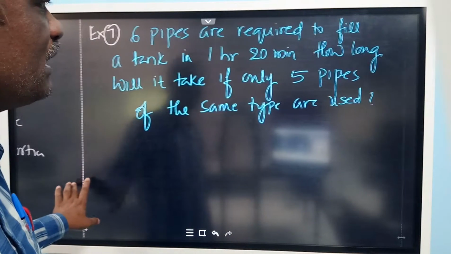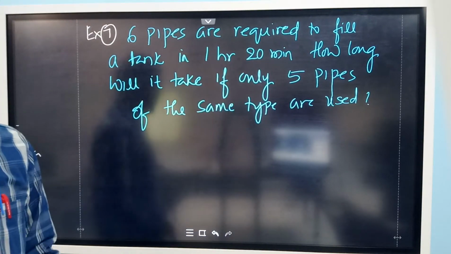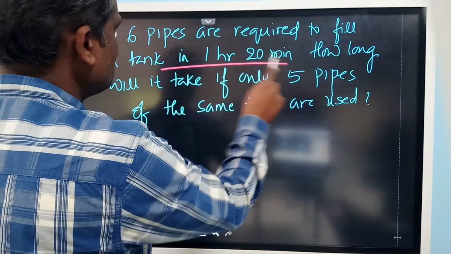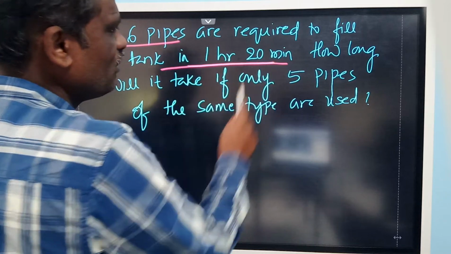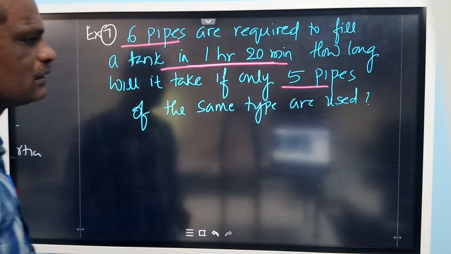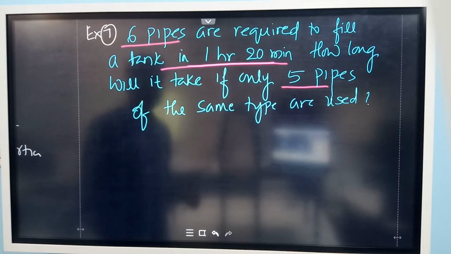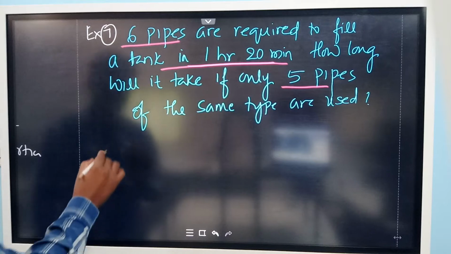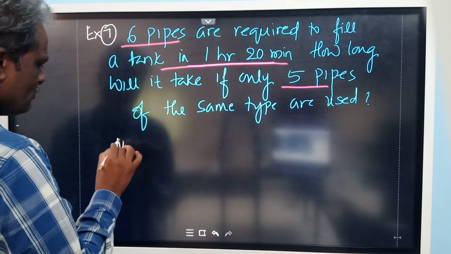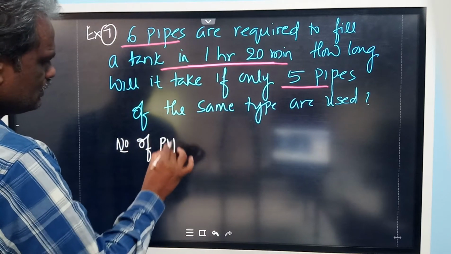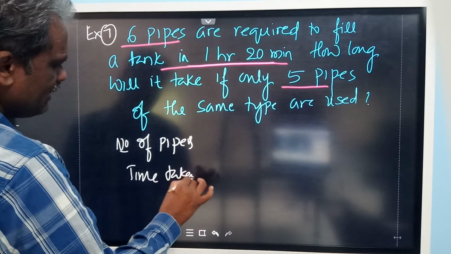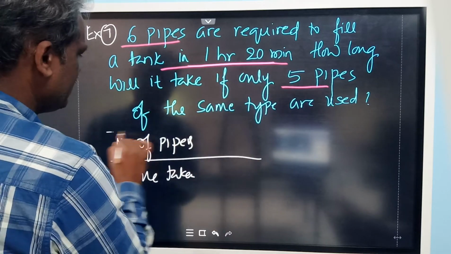Now we will take one example here. 6 pipes are required to fill a tank in 1 hour 20 minutes. 6 pipes fill the tank in 1 hour 20 minutes. How long will it take if only 5 pipes are connected? You can write a table here: number of pipes used in the first row, and the time taken in the second row. Make a table like this.